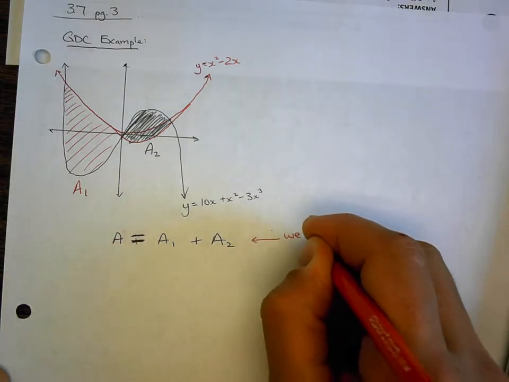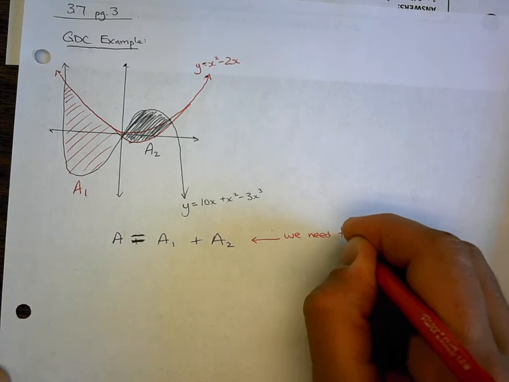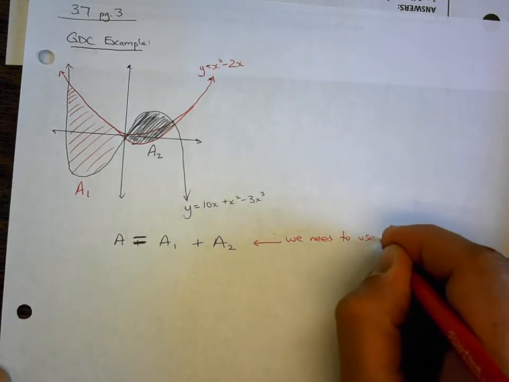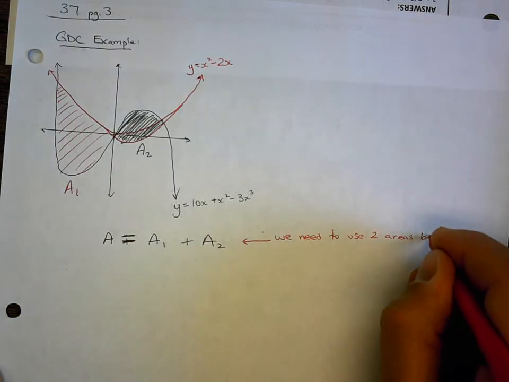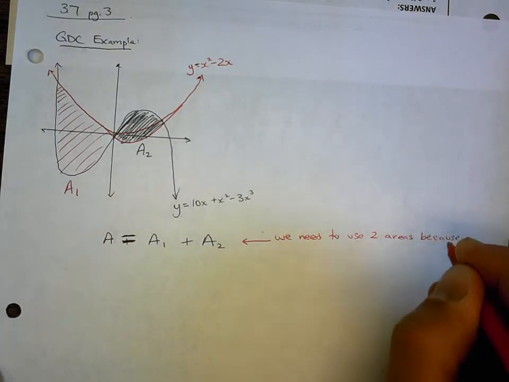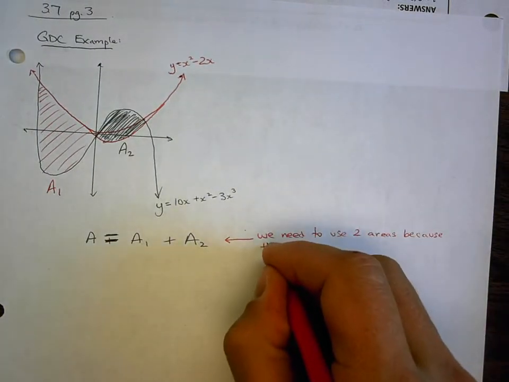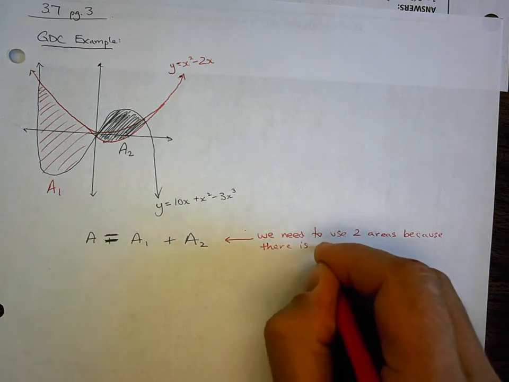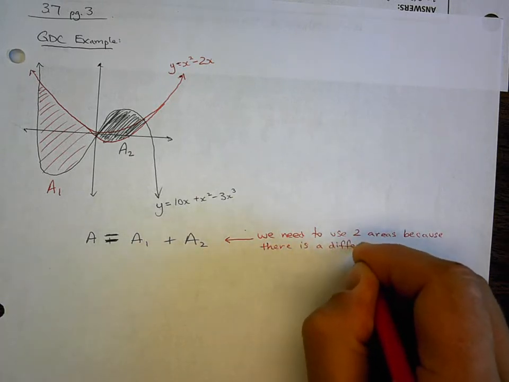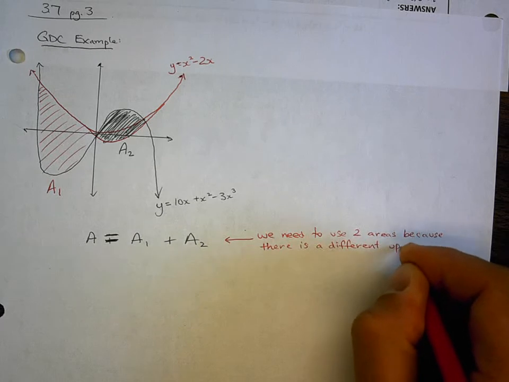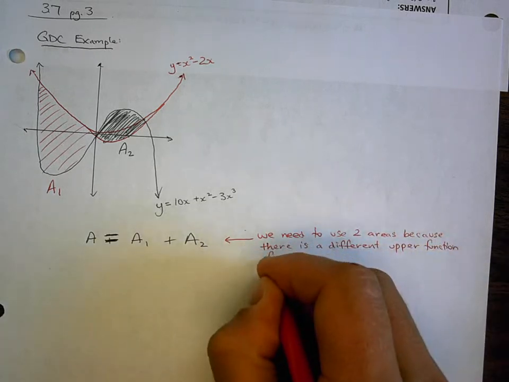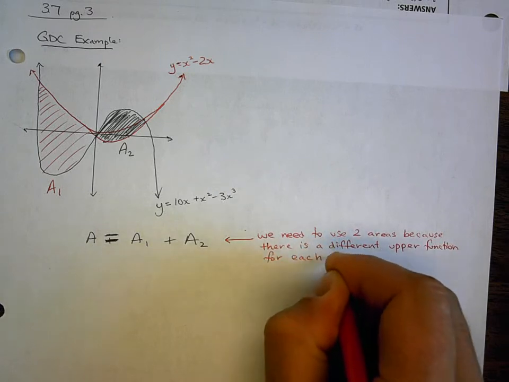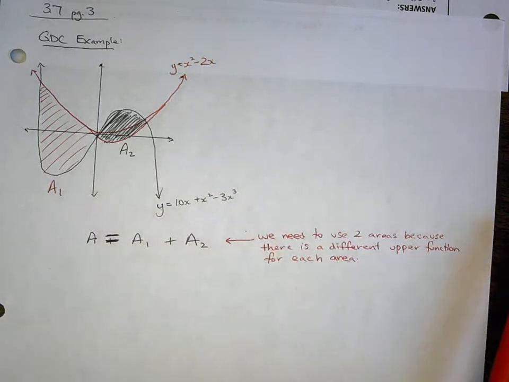We need to use two areas because there is a different upper function for each area. So that's the reason why.